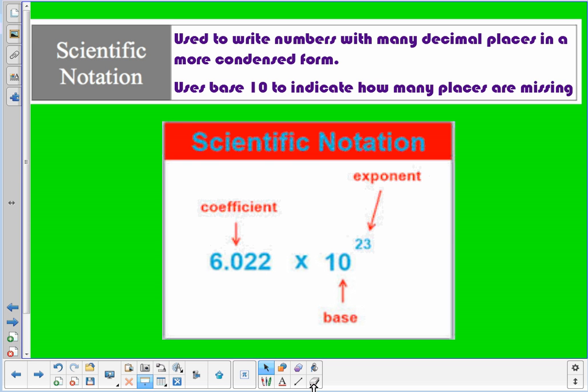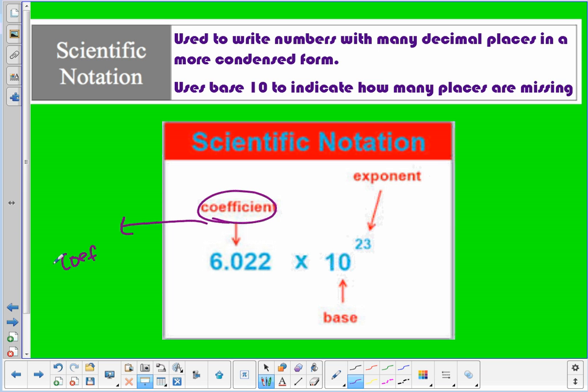This is what scientific notation looks like. We have a coefficient out front, and then it's being multiplied times 10 to a certain power, 10 to the power of whatever that may be. The coefficient out front needs to be greater than or equal to 1 and less than 10. Another way that you can think about that is only one number is in front of the decimal point. Okay, so I want only one number in front of the decimal point.